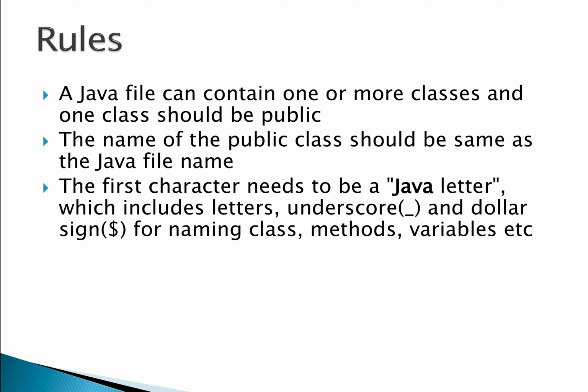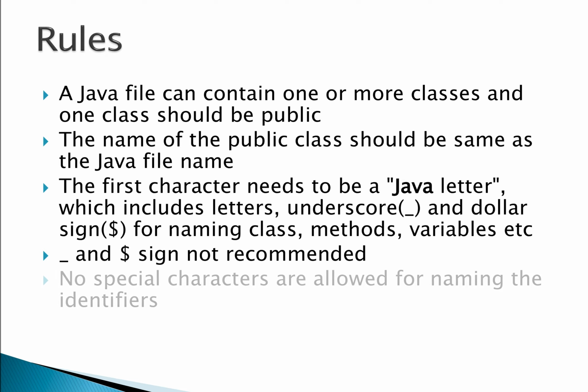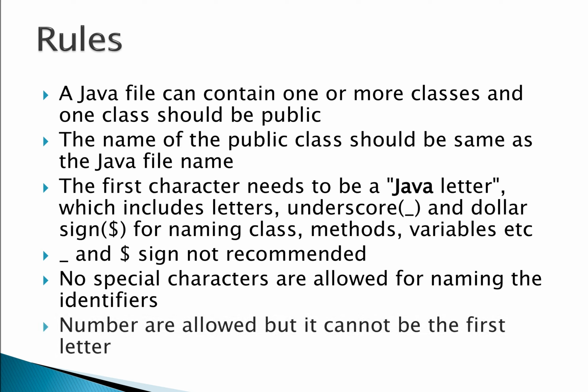Again, the first character needs to be a Java letter, whether it is for a variable, method, or class name. What do you mean by Java letter? It's just a letter, or it can be an underscore or a dollar. But usually it's better to write with letters and not use underscore or dollar, as they are not recommended in class, variable, or method names. No special characters are allowed apart from underscore and dollar for naming identifiers. Here identifiers means class names, methods, and variables. Numbers are allowed, but they cannot be the first character, as we said before.